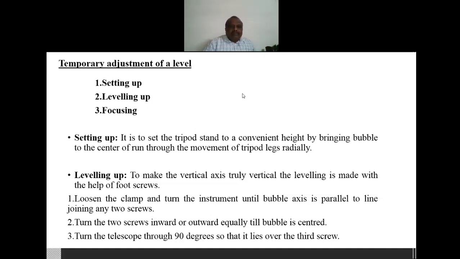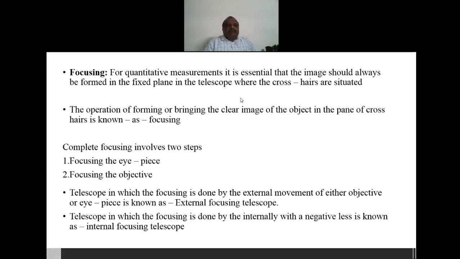Focusing: the operation of bringing a clear image of the object into the plane of the crosshairs is known as focusing. Focusing the eyepiece and focusing the object are both important. A telescope in which focusing is done by external movement of either the objective or the eyepiece is known as external focusing. A telescope in which focusing is done by an internal negative lens is known as internal focusing.